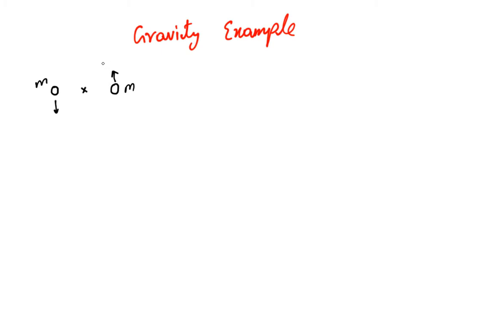And if this guy is going at a velocity of 3 multiplied by 10 to the power 3 meters per second, and the distance between them is 10 power 7 meters, what is the mass of the stars, or what is m?